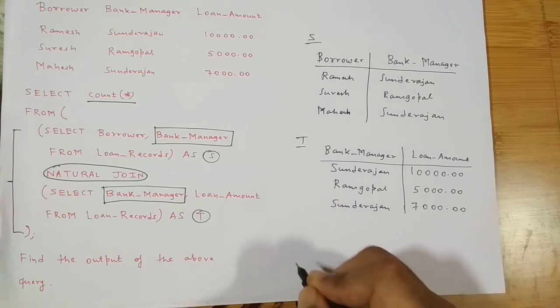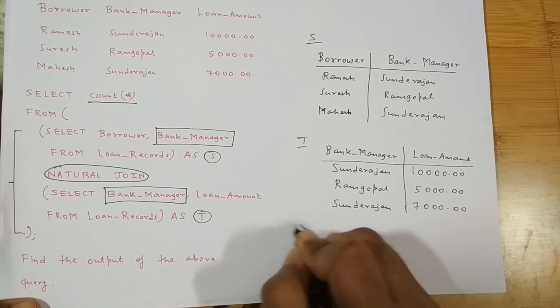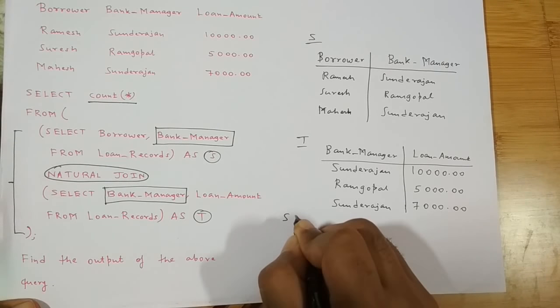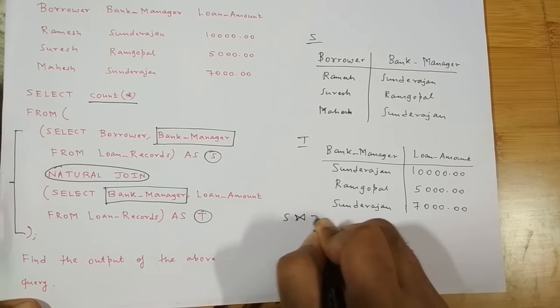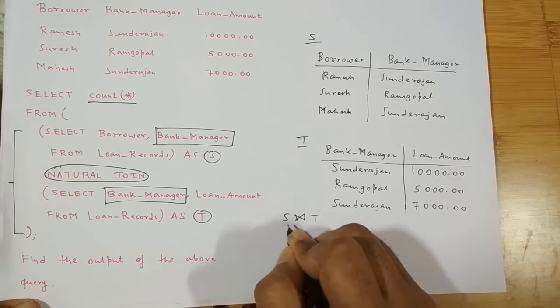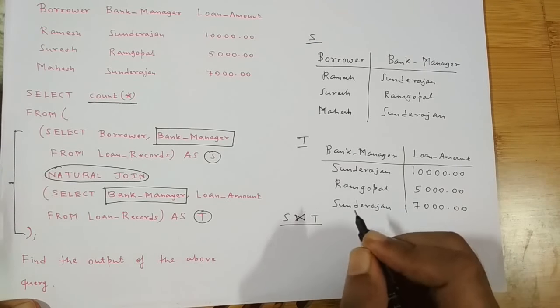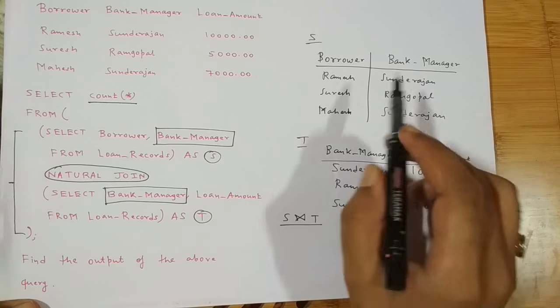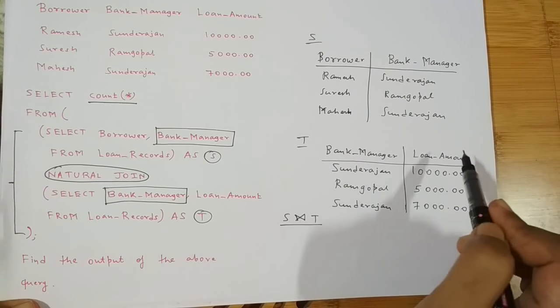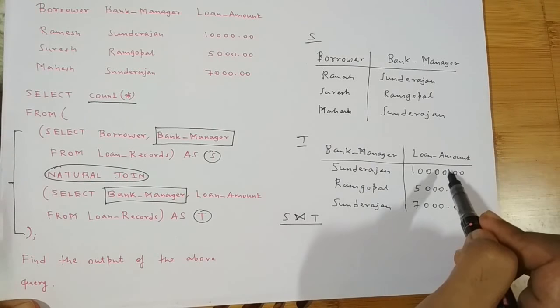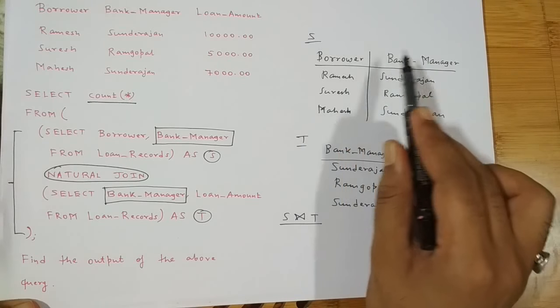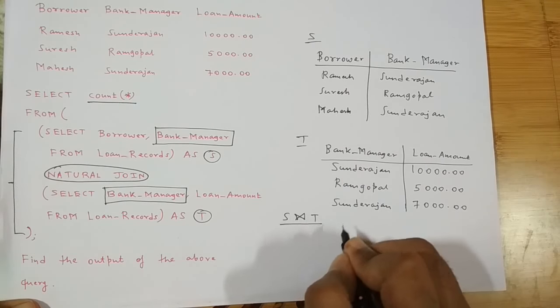Yeah, I guess that's better. Now, in order to join S and T, I'm giving the join symbol here. What will we have? We'll have 3 attributes, right? Because you see, the common attribute will appear only once, and the remaining 2 attributes will appear as they are. So we'll have borrower, bank manager, and loan amount in the final table.